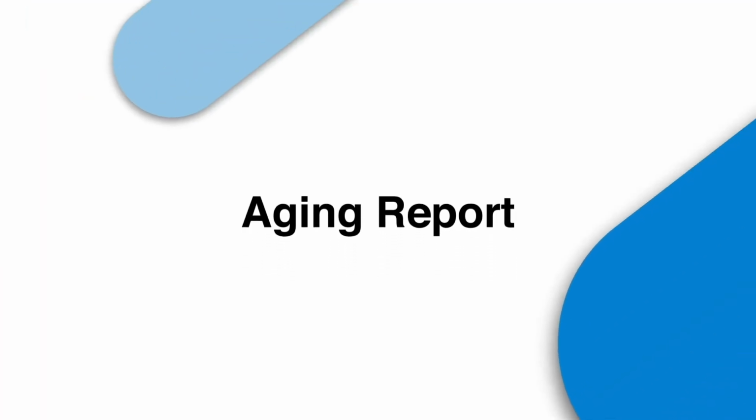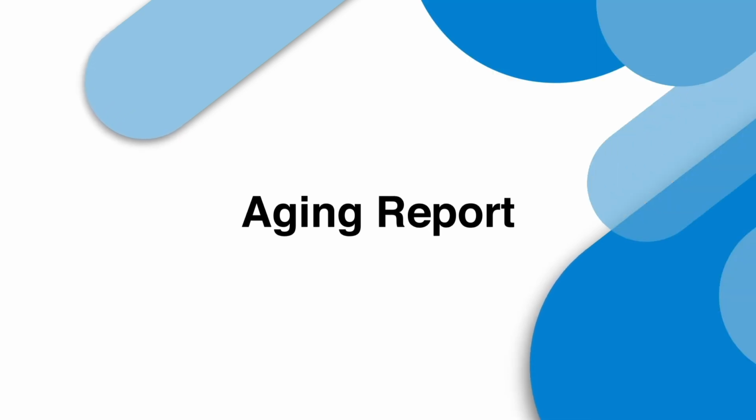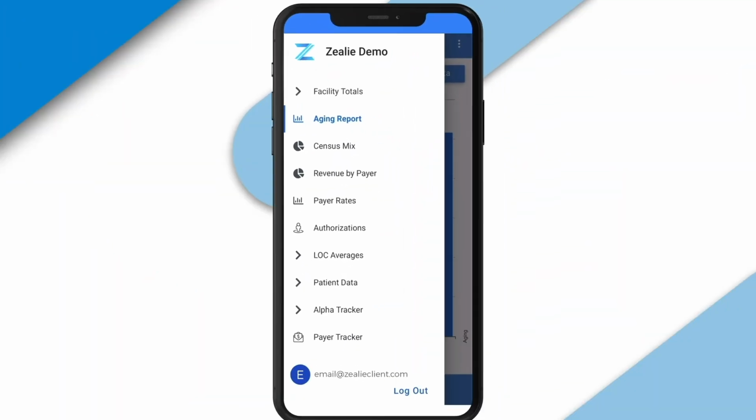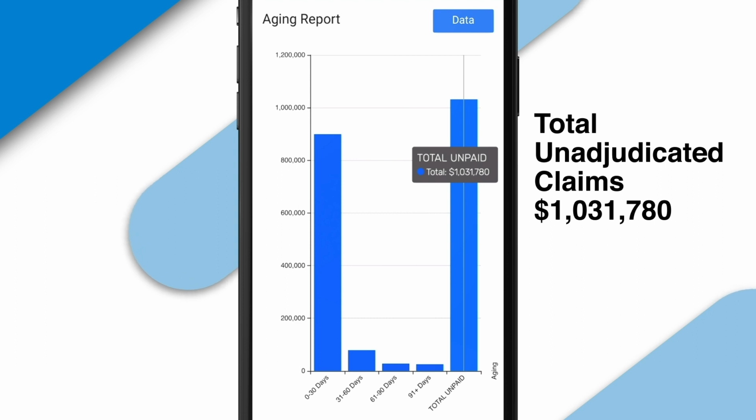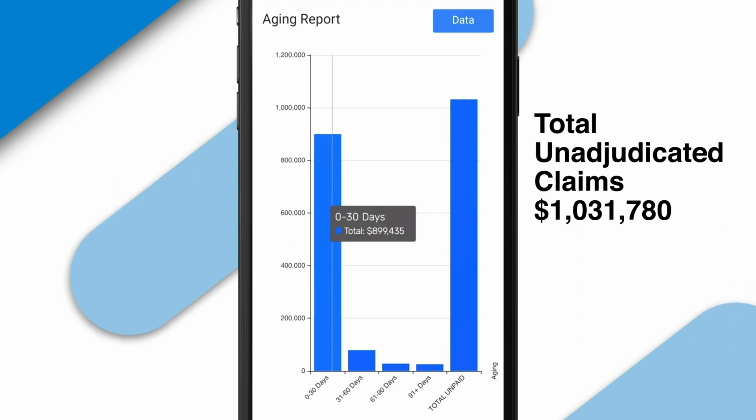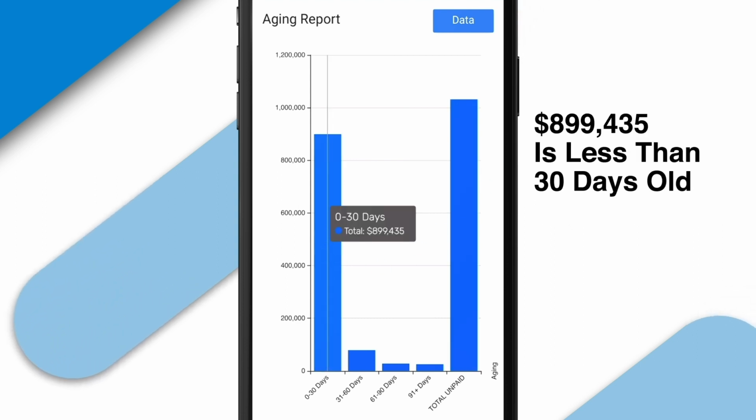The Aging Report feature lets you know how long your unpaid claims have been outstanding. In this example, you can see that the total amount of unadjudicated claims on the far right is approximately $1,030,000. However, you can see that approximately $900,000 of that is less than 30 days old, so most of the aging are new claims.